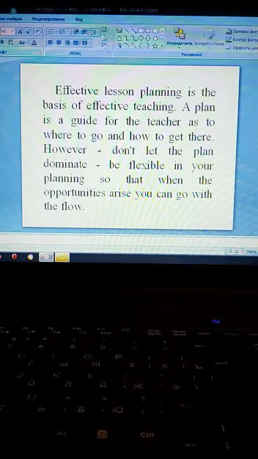Effective lesson planning is the basis of effective teaching. A plan is a guide for the teacher as to where to go and how to get there. However, don't let the plan dominate. Be flexible in your planning so that when the opportunities arise, you can go with the flow.